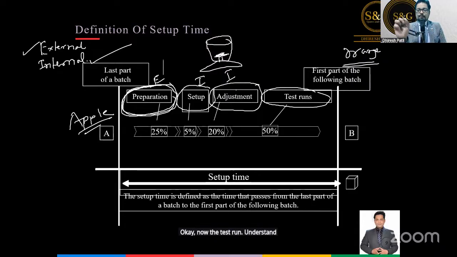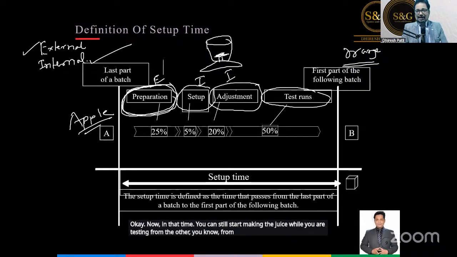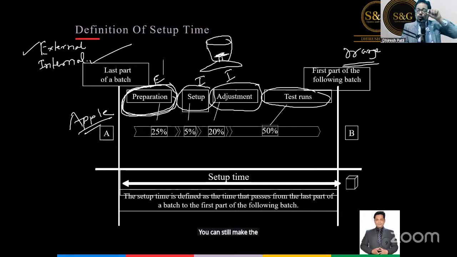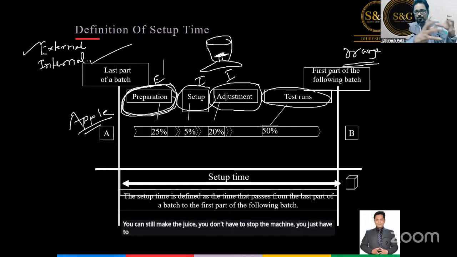Now the test run. Understand this. Test run means you take a small piece, take it in the glass, now you sip it and you check the taste properly. In that time you can still start making the juice while you are testing from the tester. You don't have to stop the machine. You just have to pour a little bit.